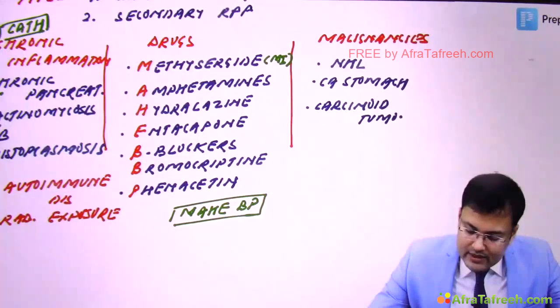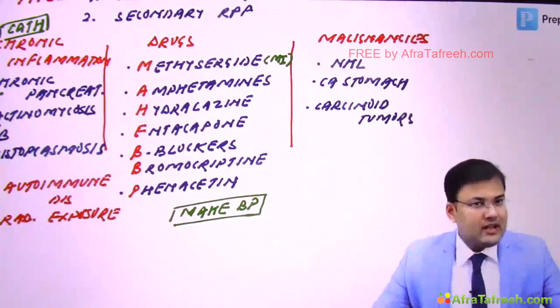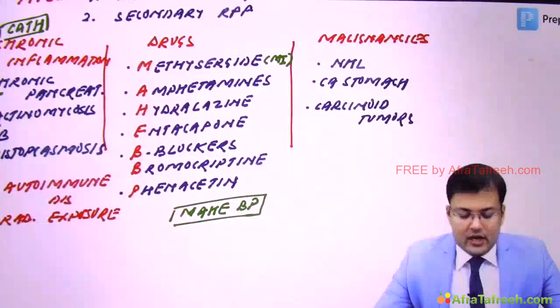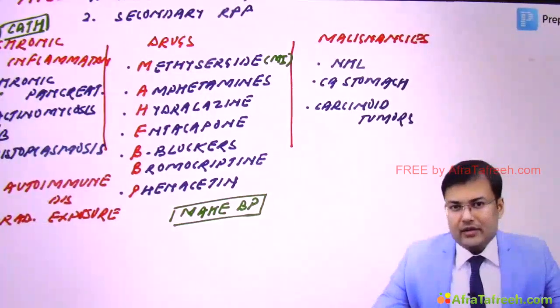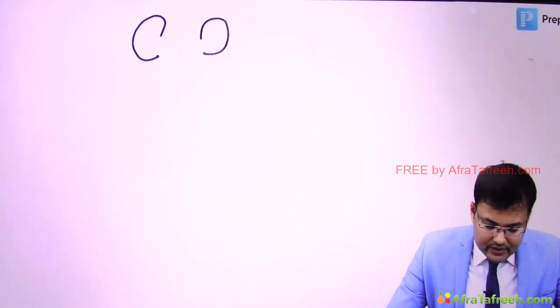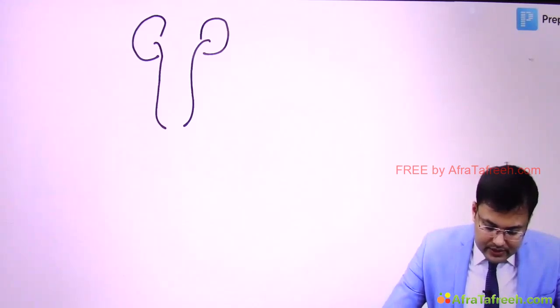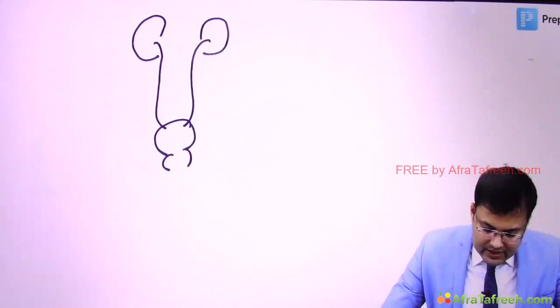In these malignancies also, especially carcinoid tumor, there is extensive fibrosis. So these are the causes of secondary retroperitoneal fibrosis. Now see this condition again. This is kidney, this is the ureter, this is the bladder. We discussed that most commonly involved structure is ureter.